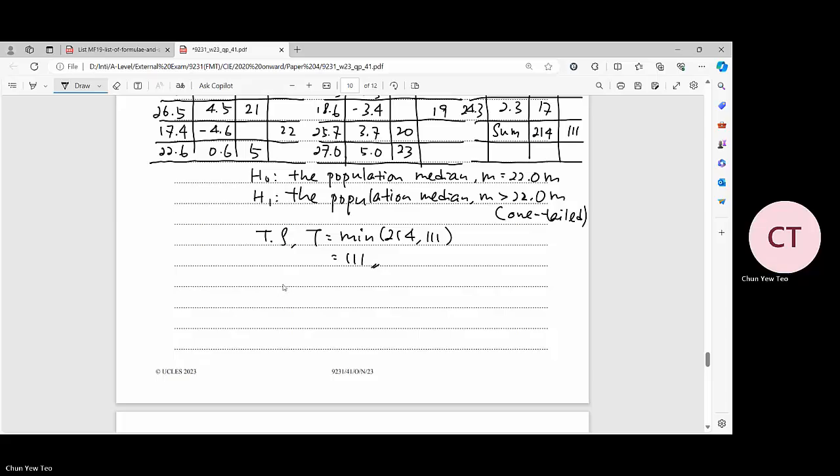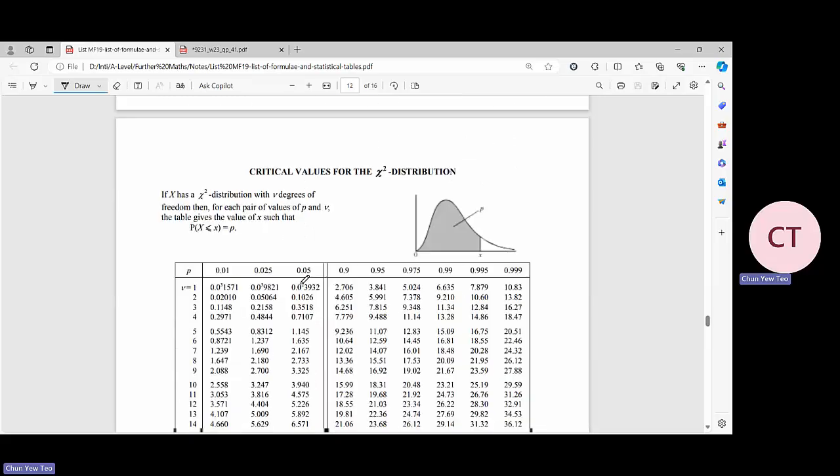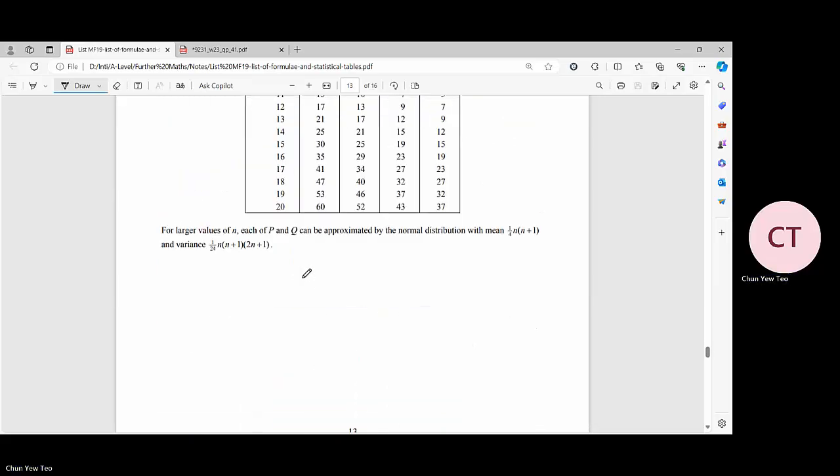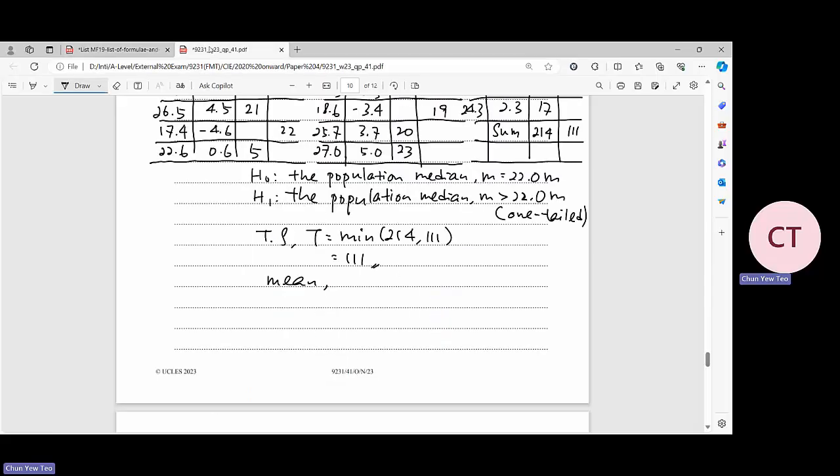Then my mean. I need to find the critical value also. Maybe we should find the critical value first. The critical value is at alpha 5% significance level. We need to convert to the Z distribution first, so I think better we find the mean first. The formula for the mean, you can find in the formula booklet. You can see that this is the mean and this is the variance, so we're going to use these two formulas.